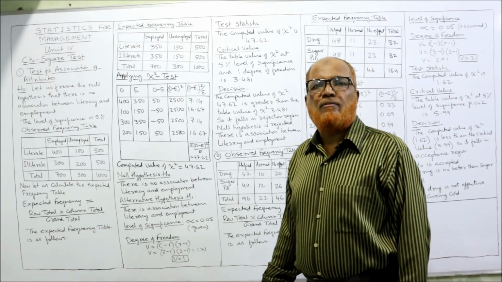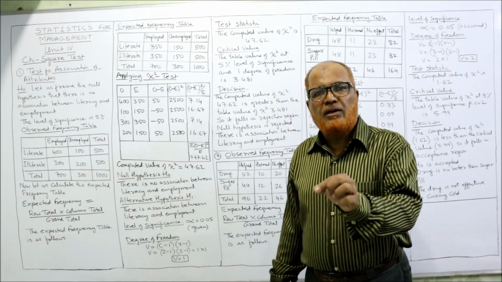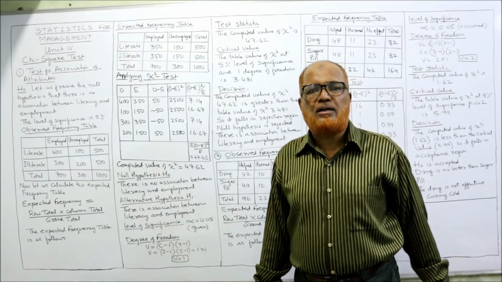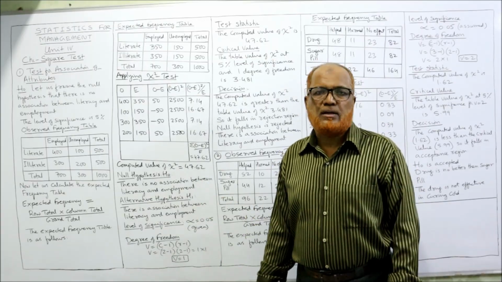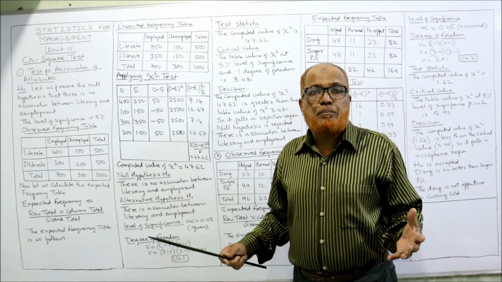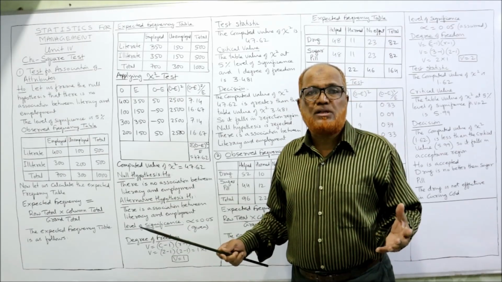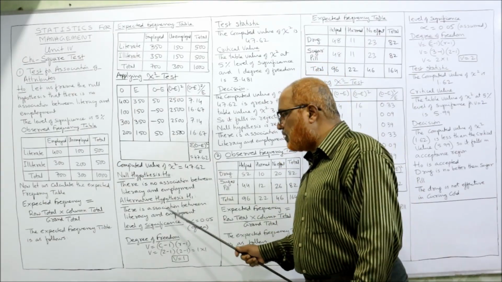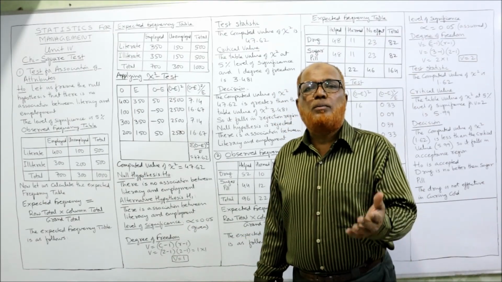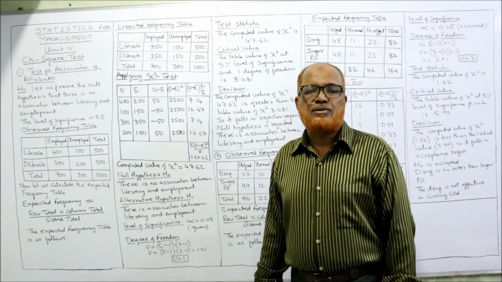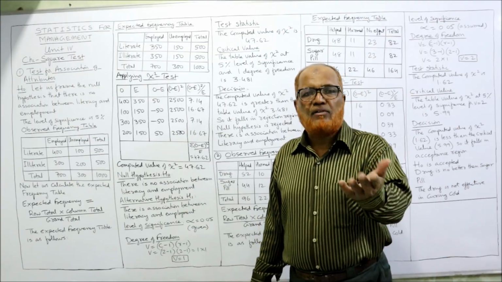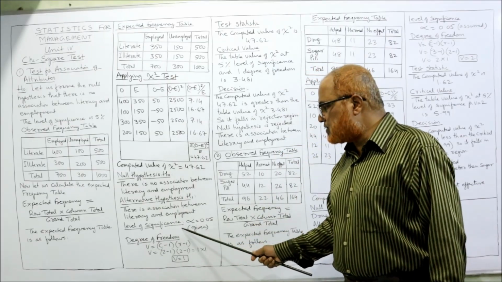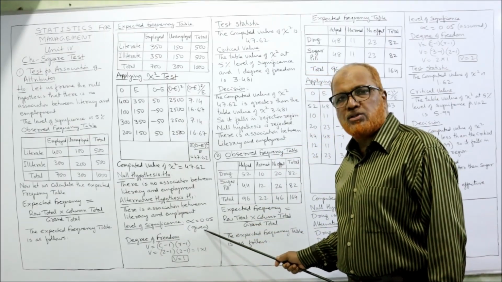Second step, level of significance. That will be given in the problem. Level of significance means what is the risk you are taking in this chi-square test. It is not 100% correct. 100% accuracy will not be there. So how much risk you are taking, that is level of significance. Normally it will be 1%, 2% or 5%. If nothing is given, we take 5%. But in our problem, 5% is given. So level of significance alpha is equal to 0.05.